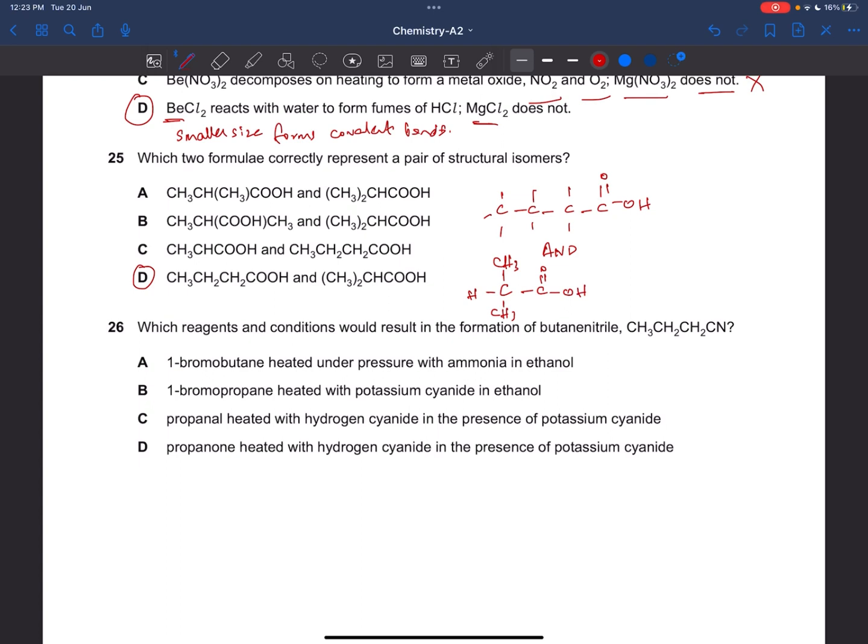So basically, don't you guys think this is a pair of structural isomers? Because what happens is that this unbranched part becomes a branched part here. This carbon number 1 has 2 carbons on the branch. So basically, D is the correct answer.